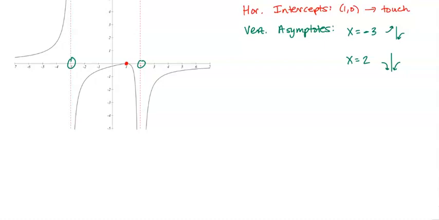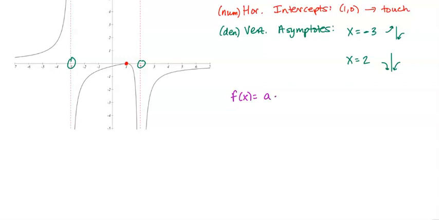Horizontal intercepts are going to tell us about factors that end up going into the numerator of our function. Vertical asymptotes tell us about factors that are going to go into the denominator of our function. So as we take a look at this, let's start to write our function. We're going to have a leading coefficient. We'll come back to that in a moment.